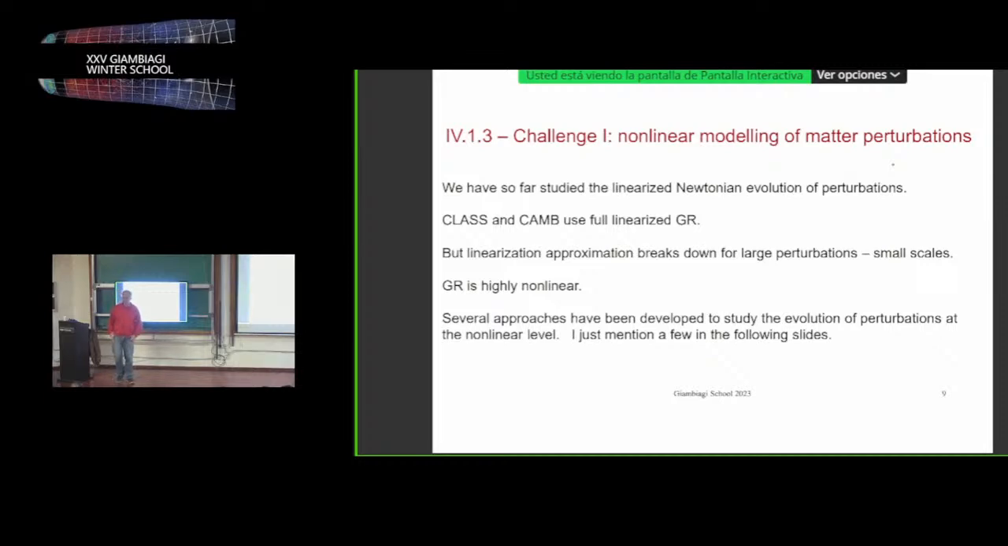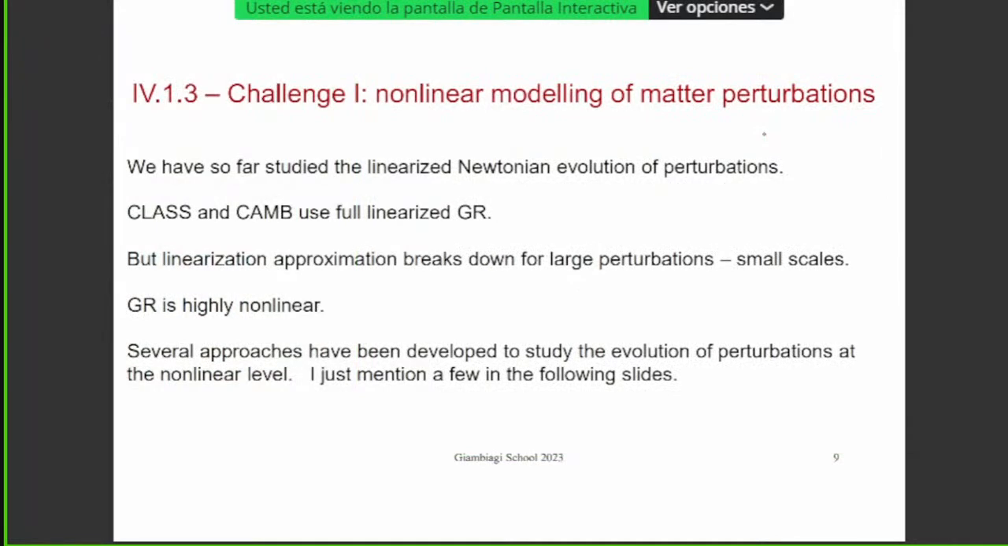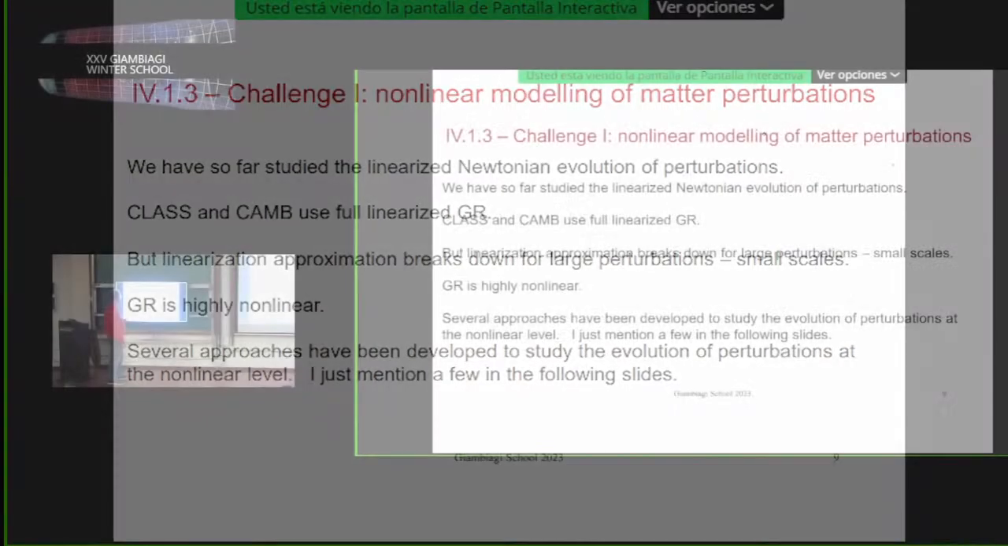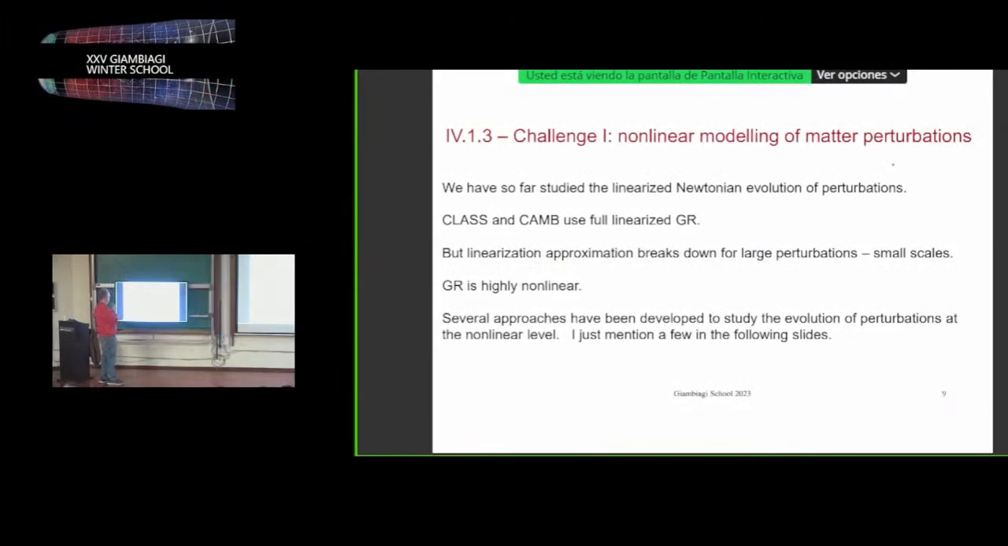So the first challenge that I want to address very, very briefly is the nonlinear modeling of matter perturbations. This is a huge, huge subject. So what we have done so far is that we have studied the linearized Newtonian evolution. Of course, Julien has done something much more correct and sophisticated, because I use linearized Newtonian evolution, but he has done it in full GR. And Klaas and Kemb really use the full general relativity linearized.